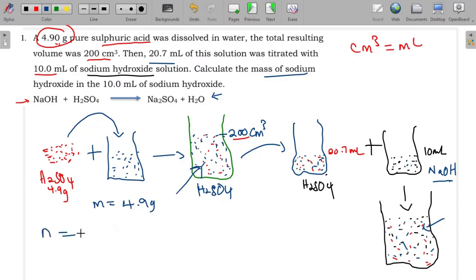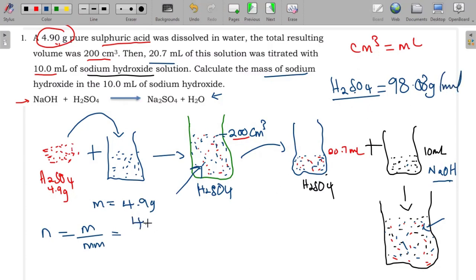We know that moles is just equal to mass over what? The molar mass. So what is the molar mass of sulfuric acid? Sulfuric acid is H2SO4. So we go on the periodic table, get the molar mass of hydrogen, multiply it by 2, then add the molar mass of sulfur, and then add 4 times the molar mass of oxygen. When you do this, you're going to get approximately 98.08 grams per mole. So this is the molar mass of sulfuric acid.